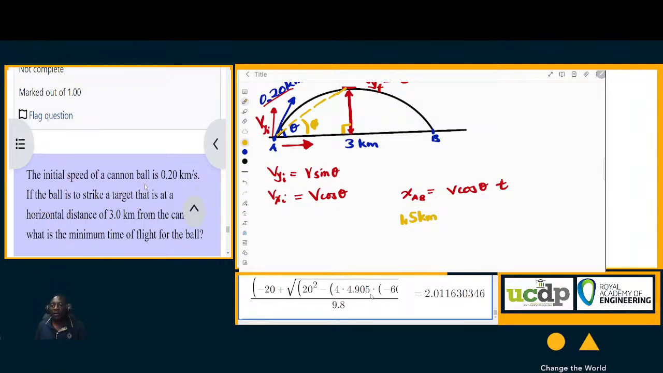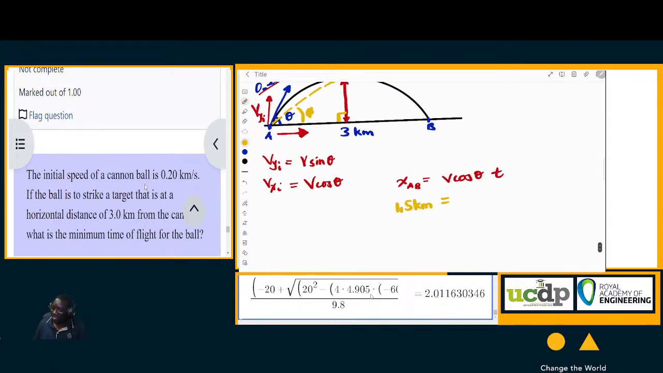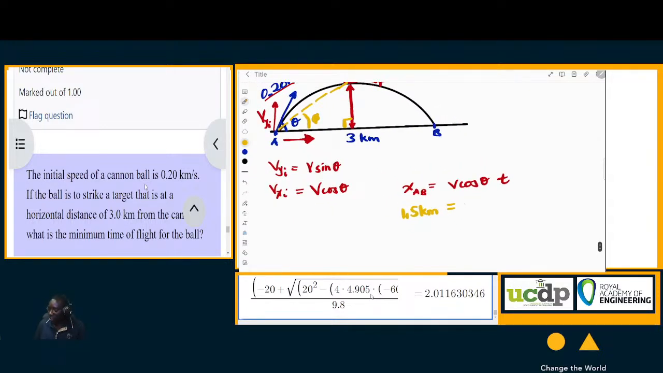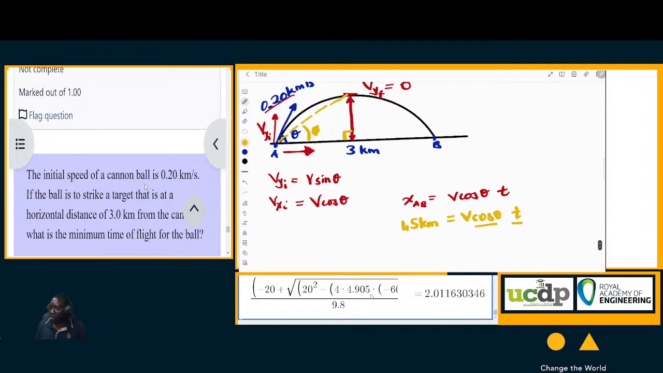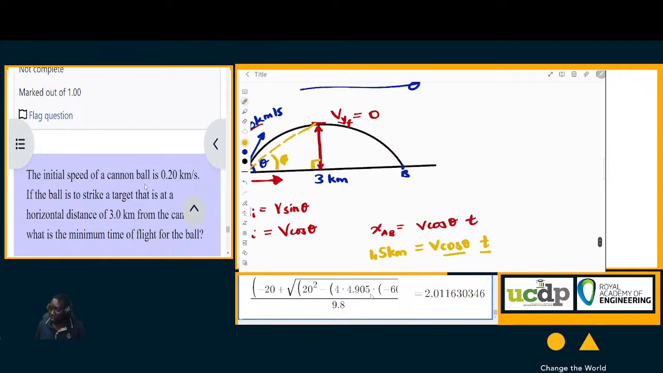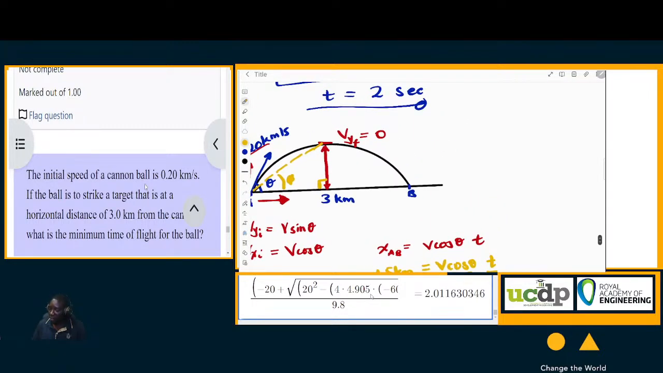Is this color visible to you? Okay. So 1.5 kilometers is V cos theta. We don't know what cos theta is, but we know V, right? And we want to find T. So we've got two unknowns here, this cos theta and that T. Then what we also know, from what you gave us, is Vf equals 0.